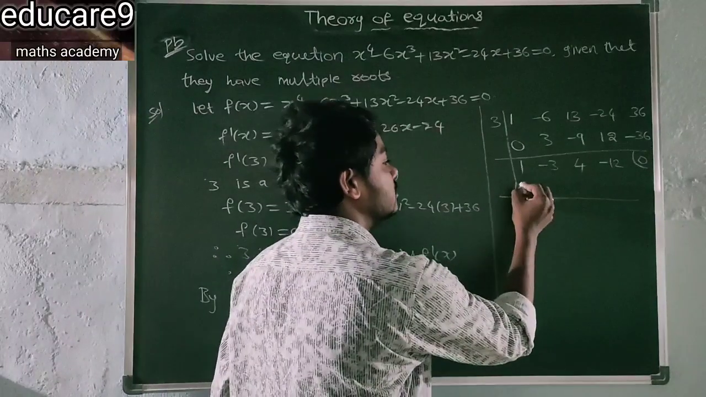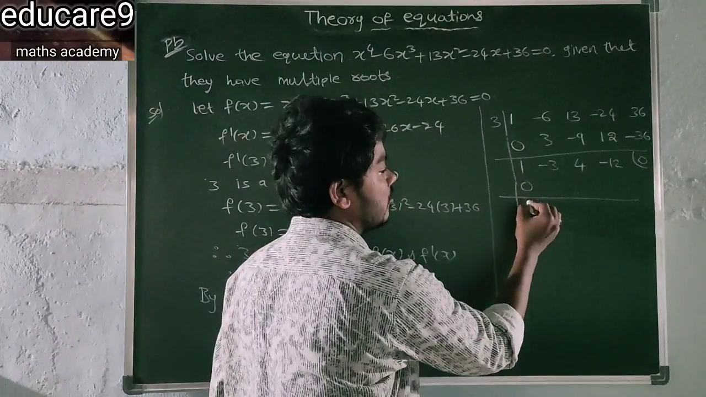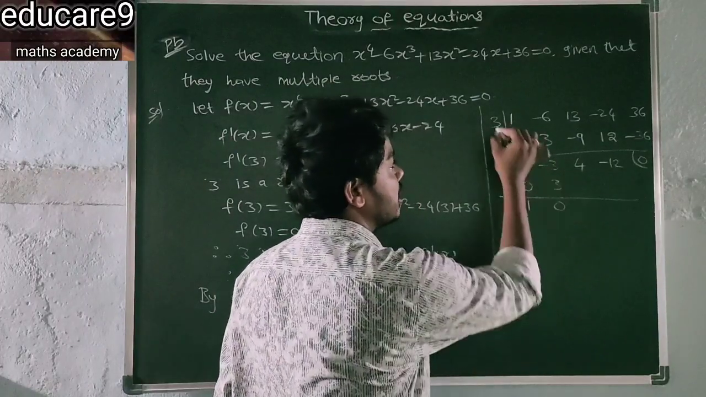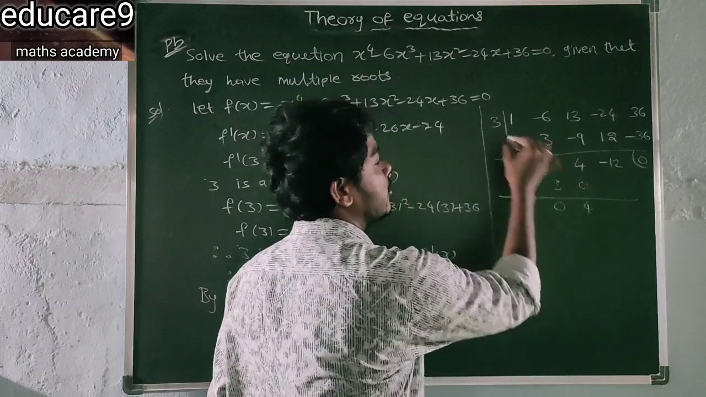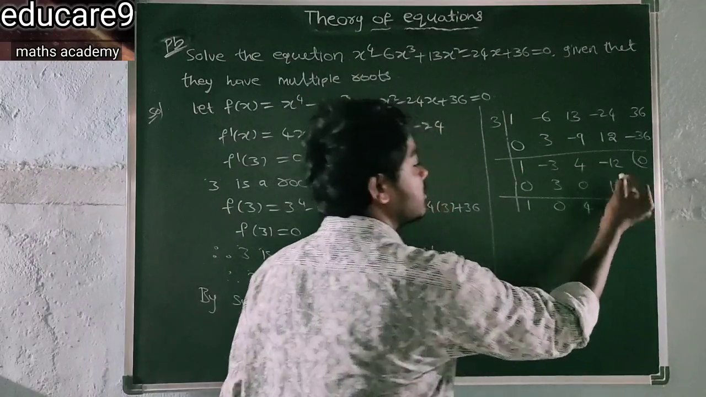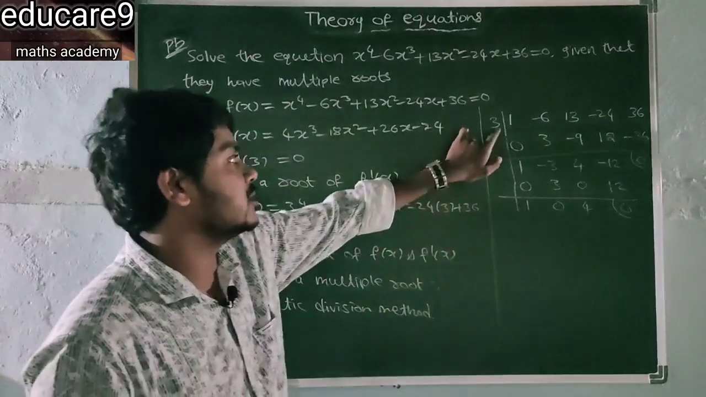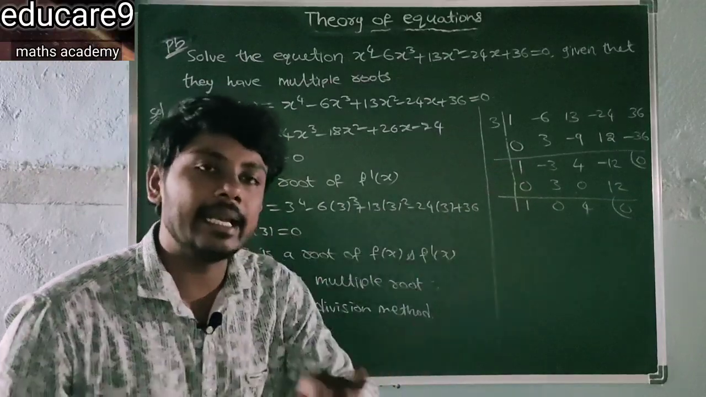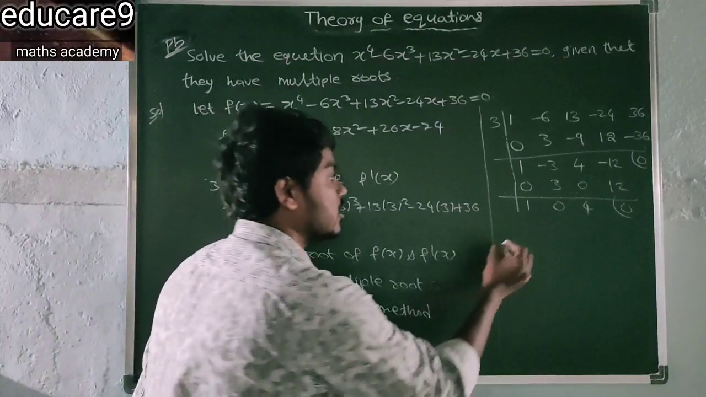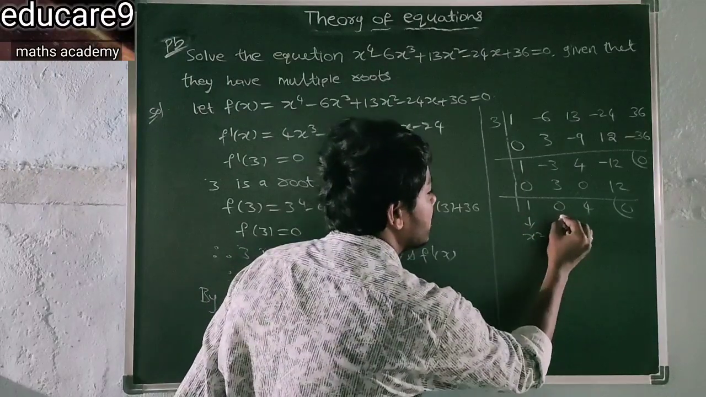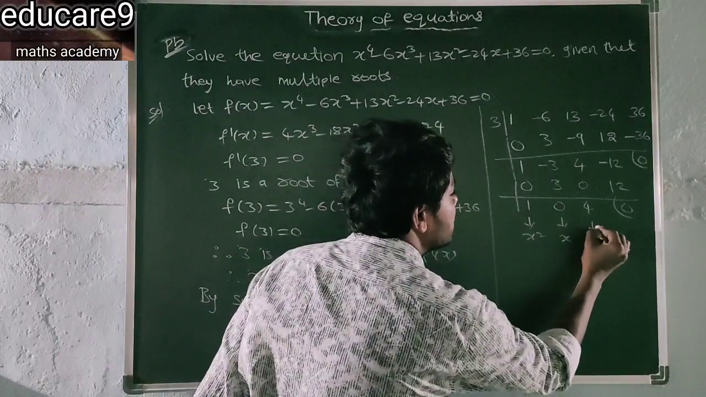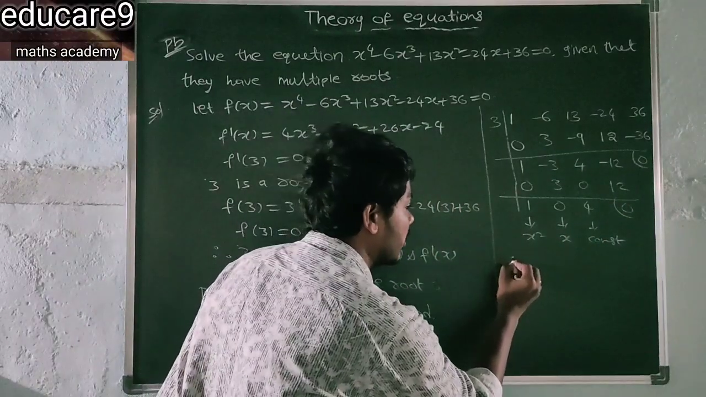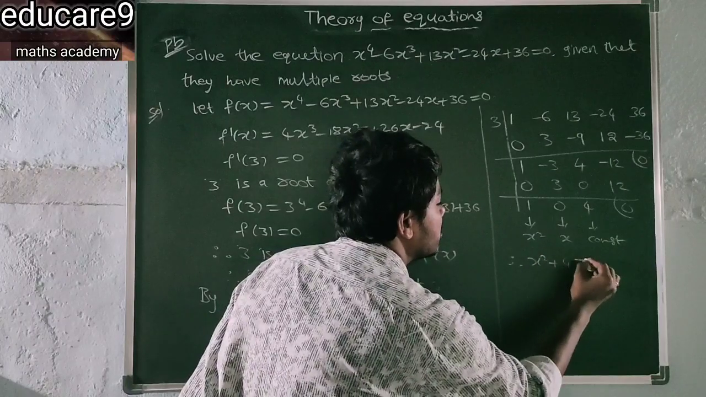So again, put 0. 1 plus 0, 1. 1 into 3, 3. Minus 3 plus 3 becomes 0. 0 into 3, 0. So this is 4. 4 into 3, 12. So this becomes 0. So clearly, this was a 4th degree polynomial, this is a 3rd degree polynomial, and this is a 2nd degree polynomial. So this is the coefficient of x square, this is the coefficient of x, and this is the constant. Therefore x square plus 4 is equal to 0.